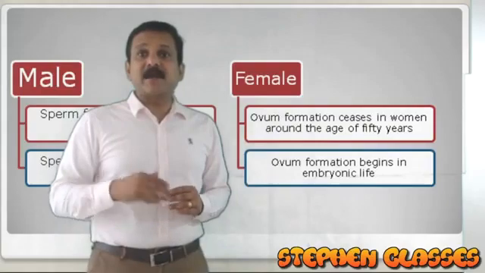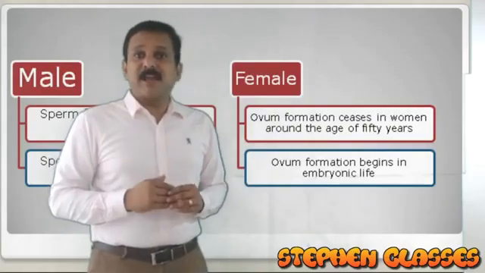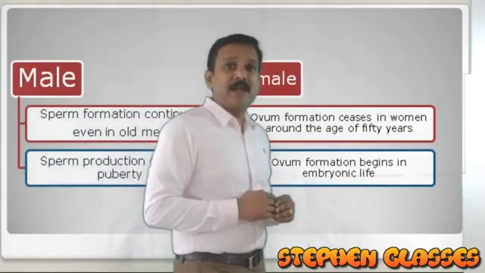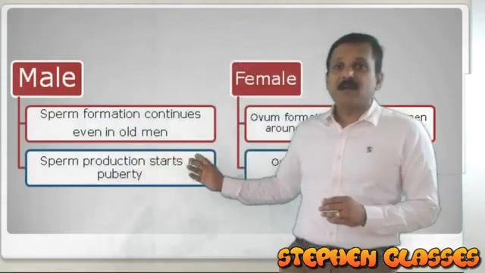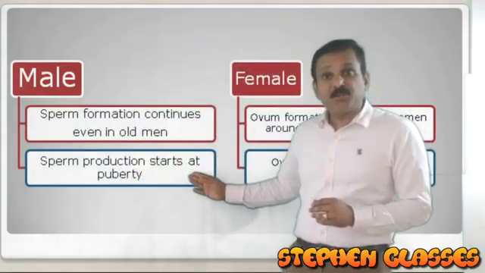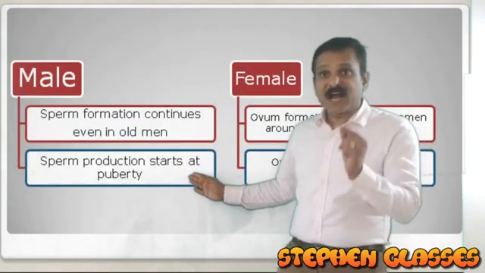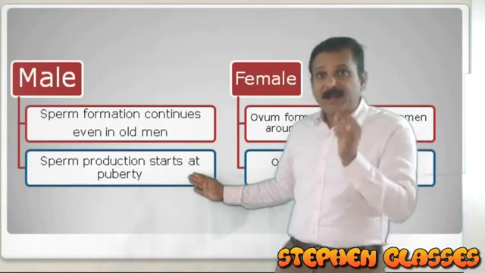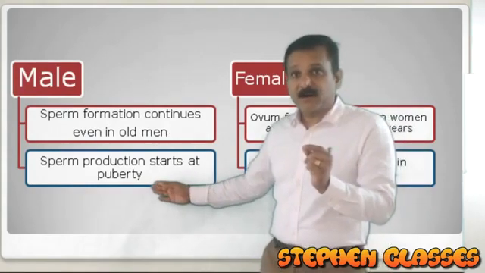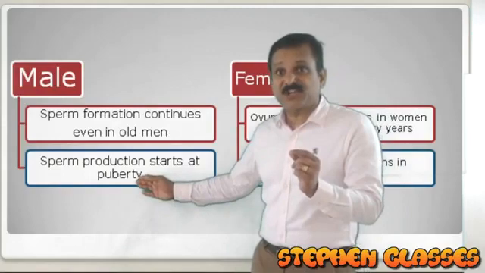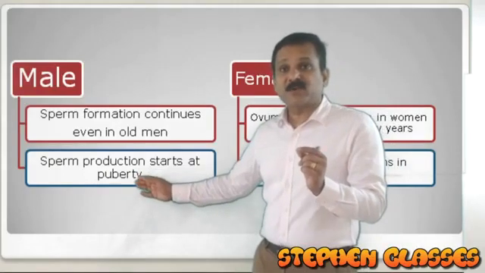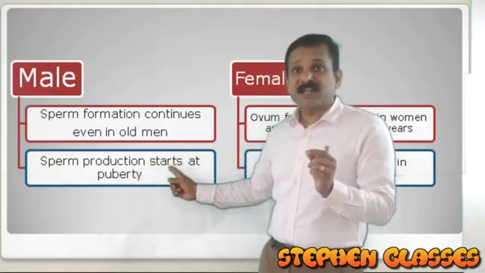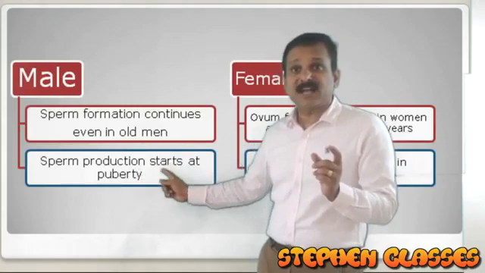Another point is about the beginning of gamete production. In the case of male, sperm production will start when the individual attains puberty. What is puberty? Sexual maturation. So when the individual is sexually matured, sperm production will start. Only then does sperm production start.